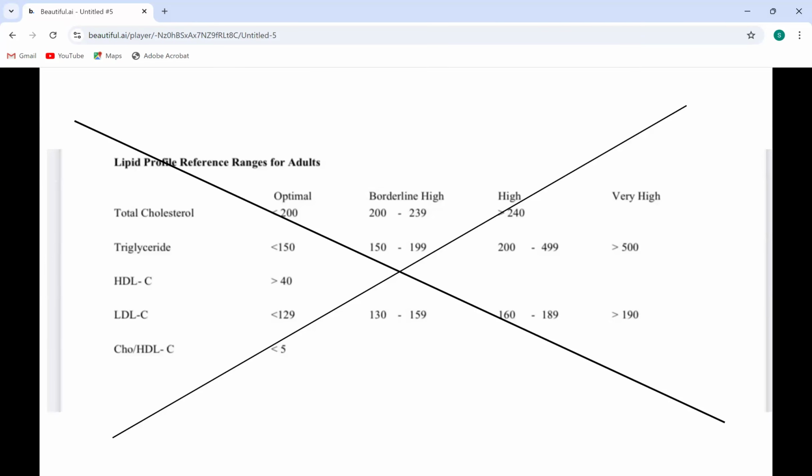This is something that we normally come across. If you go through most of the lipid profile reports currently, even in Sri Lanka, you will probably get something like this.